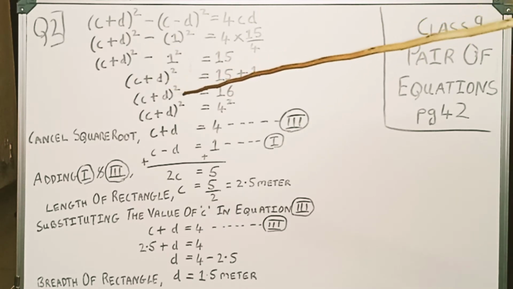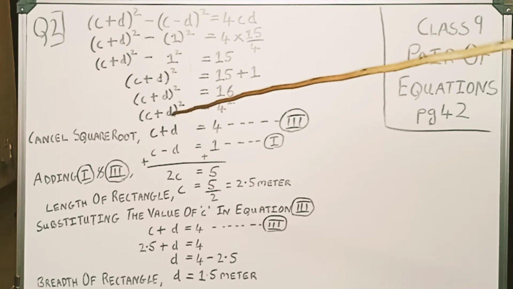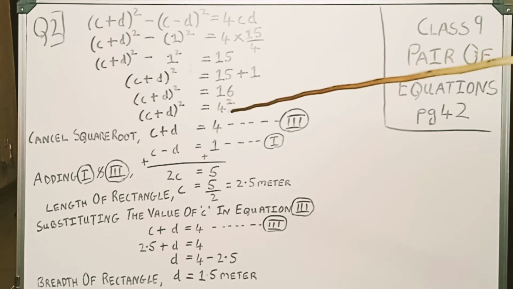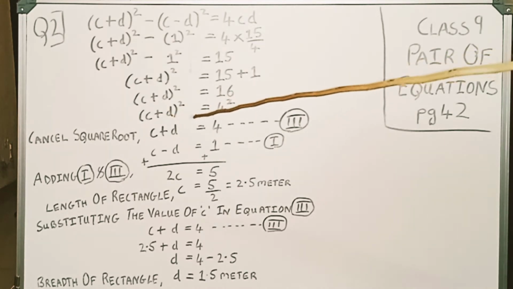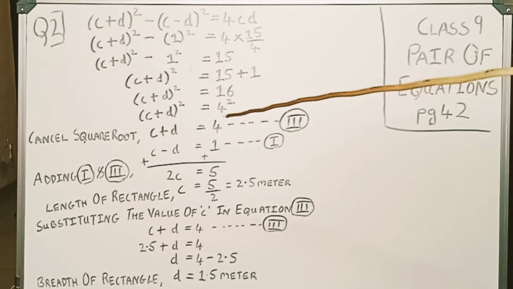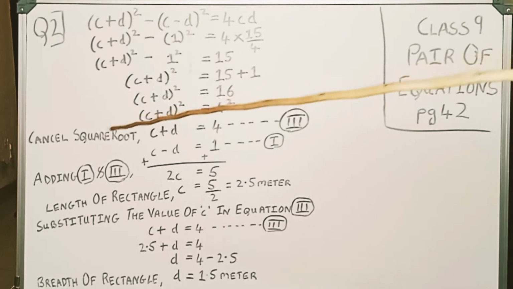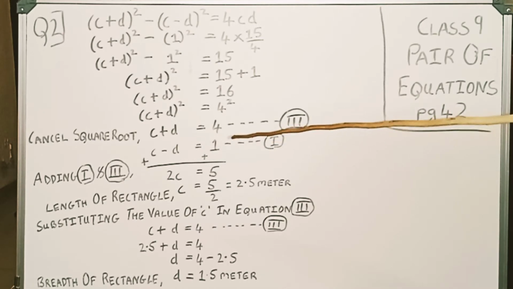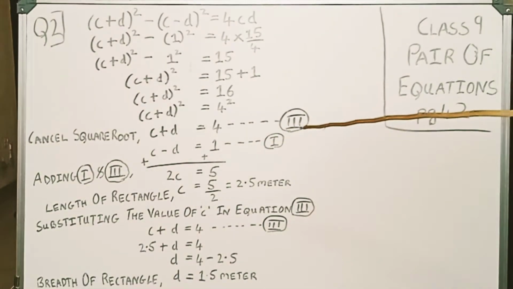Then C plus D the whole square is equal to 16. So 16 can be written as 4 into 4, that is 4 square. So C plus D the whole square is equal to 4 square. So cancelling the square root on both the sides, you get C plus D is equal to 4. This is equation number 3.